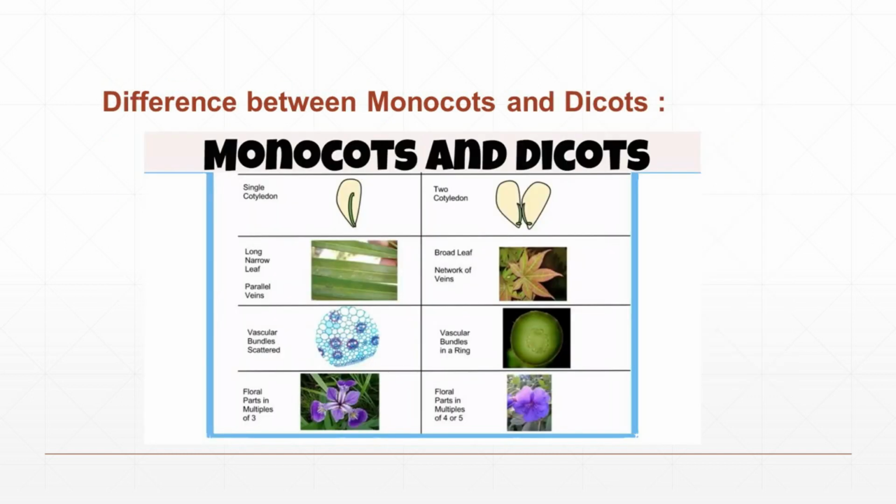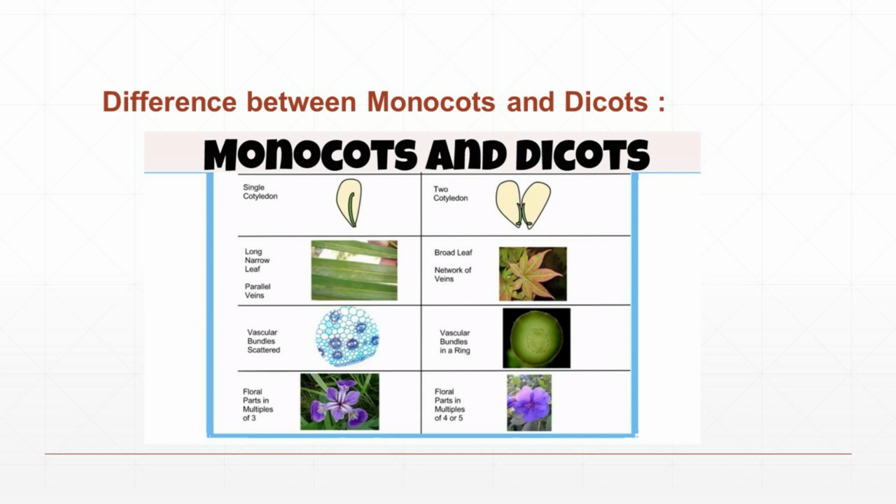Now let us have a comparison, or difference, between monocotyledons and dicotyledons. These are all extra points for you. You have to know what we mean by monocotyledonous and dicotyledonous. When you refer to the monocotyledonous seed, you can see only one cotyledon. Only one cotyledon is found inside the seed.